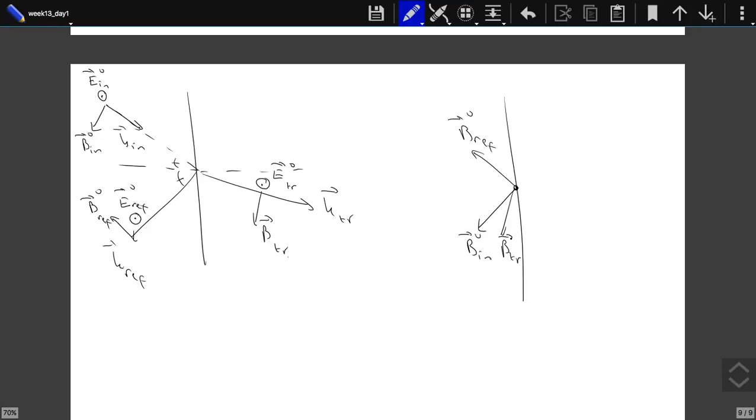Now what are the angles they make with the plane? Let's start with the reflected wave. Well, it should be either theta incident or pi over 2 minus theta incident. Just look at here.